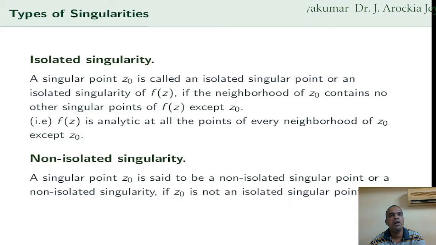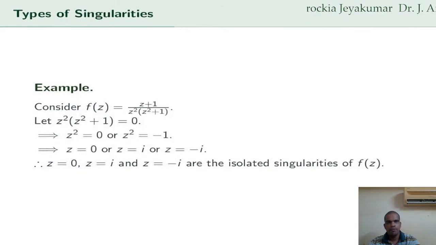Now, the definition of a non-isolated singularity is nothing but a singular point z0 is said to be a non-isolated singular point or a non-isolated singularity if z0 is not an isolated singular point. Consider the function f(z) is equal to (z + 1)/(z^2 (z^2 + 1)). So, this is the example for isolated singular point.